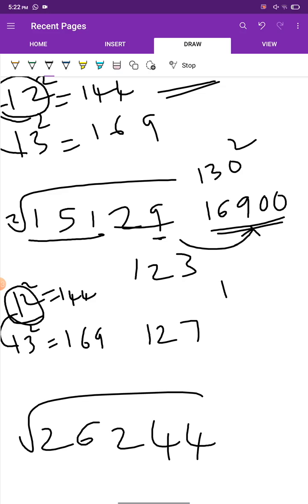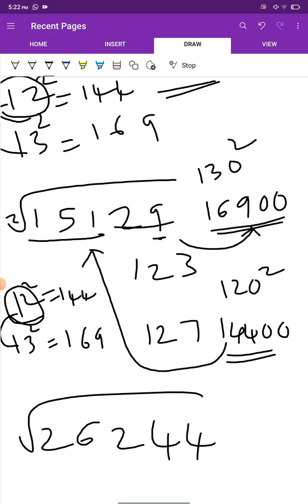And we know that 120 square is 14400, so it is nearer to our number, 14,400. So it is far from 19,000, 16,900, and close to 14,400. So that means close to 120 square, which is 123. So our exact answer, 123, is our right answer.